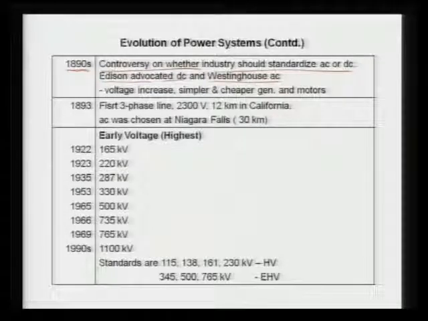AC became more and more feasible, because it was possible to increase the voltage by transformer action, and it is also simpler in terms of generation and motors, and it is rugged and very versatile. The DC system was slowly dismantled, and AC systems became very, very popular.